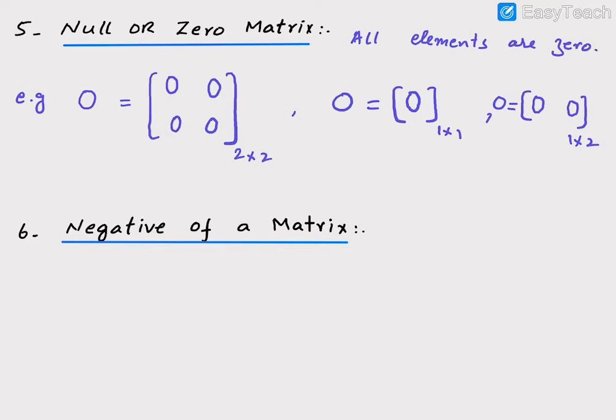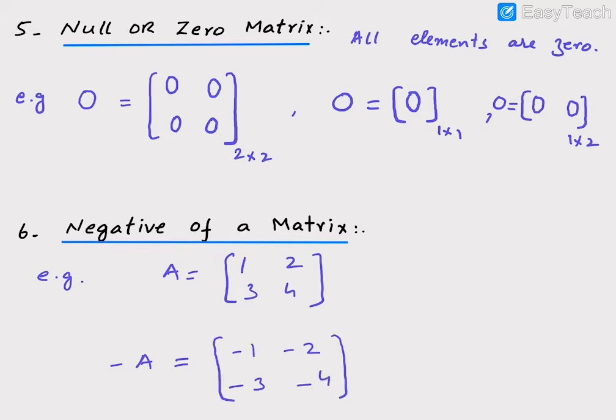Negative of a matrix. Let's say there is a matrix A whose elements are 1, 2, 3, 4. Then negative A is called negative of a matrix. When you multiply with minus, the sign of all elements you need to change inside the matrix, then it is called negative of a matrix.